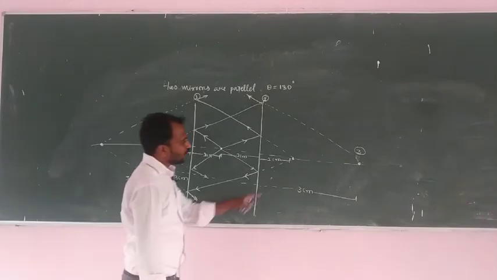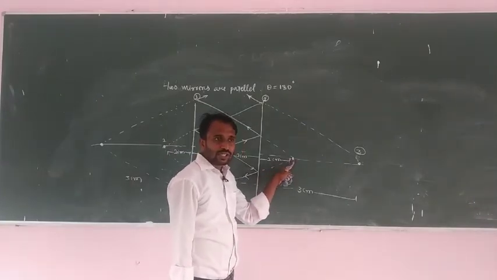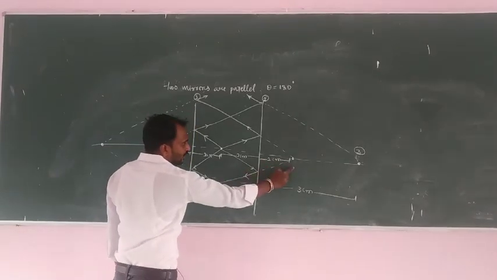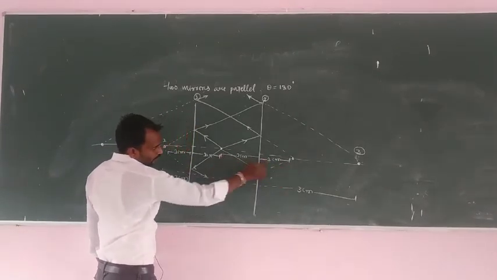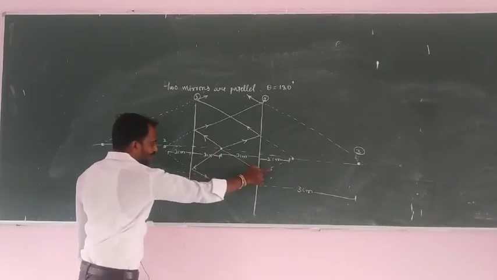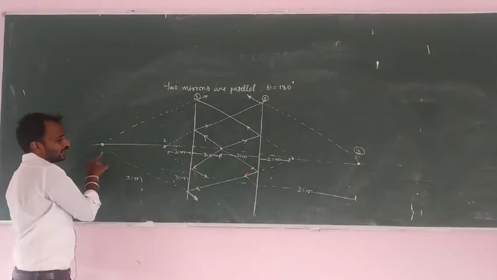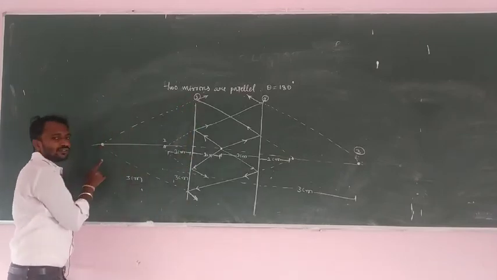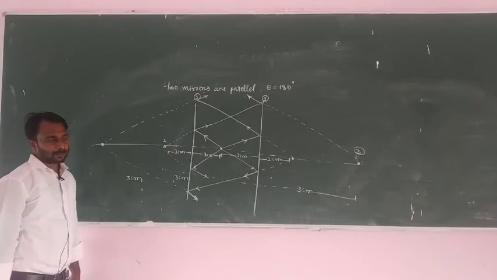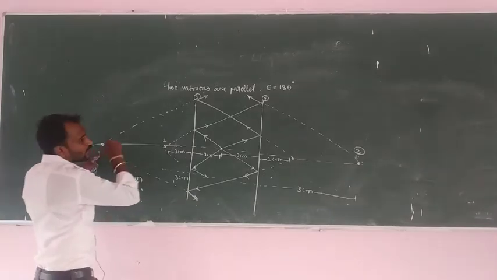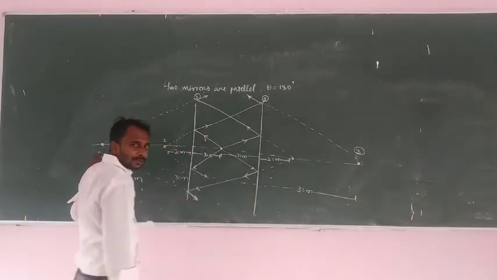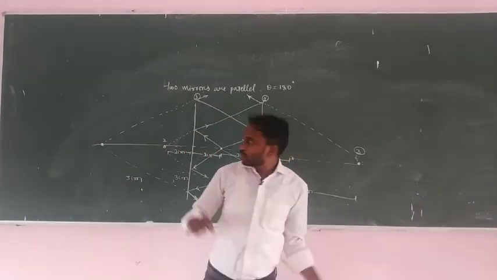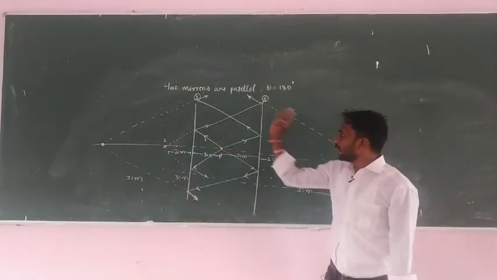Why? Because the virtual object of the first mirror is at 3 centimeter. So 1, 2 and 3, so 3 centimeter. For this reason, this image is also 3 centimeter from the first mirror. Again, this one is a virtual object of the second mirror. Again we will get one image, and this is also a virtual object for the first mirror. Again we will get another image.